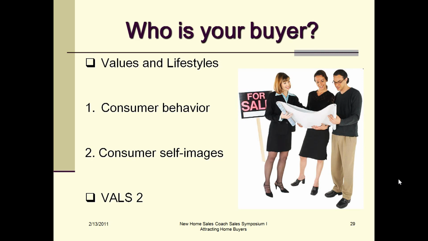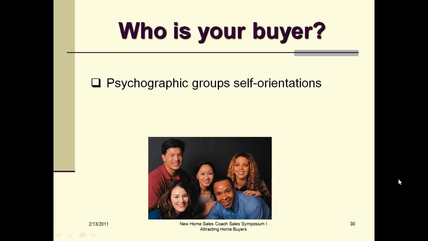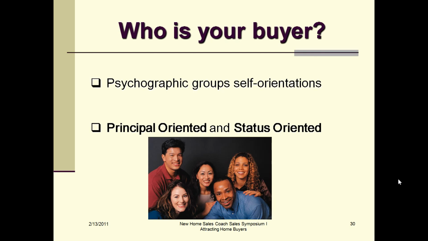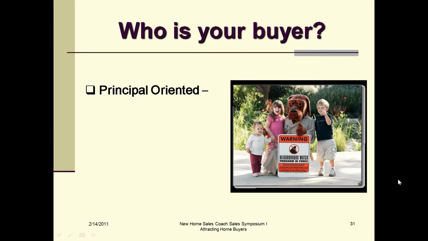As it relates to new homes, and of course, as it relates to remodeling, it turns out that 2 of the 4 groups make up the bulk of buyers, and they are the principle-oriented and the status-oriented groups. Now let's look at the principle oriented. The principle oriented are defined and guided by doing the right thing and making responsible choices. I describe this group as the family values group.